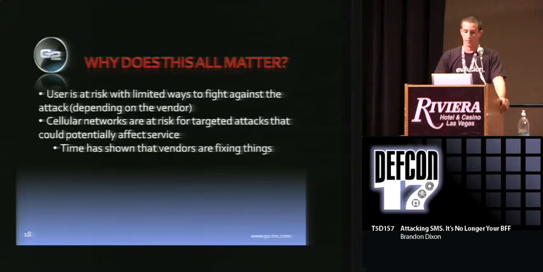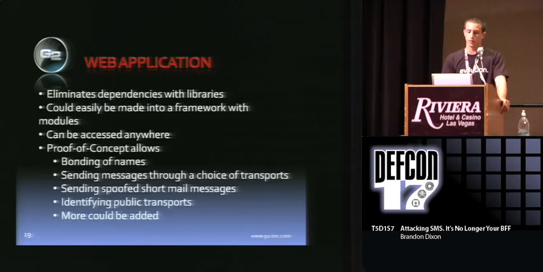So bringing everything back full circle, why does this all matter? The user is at risk with limited ways to fight against the attack. It depends on the vendor. In this case, it's the cell carriers and AOL. And the cellular networks are potentially at risk for targeted attacks that could affect their services. Time has shown that vendors are fixing things, and that's all that we're concerned about. And I hope that it can only get better and protect the user.